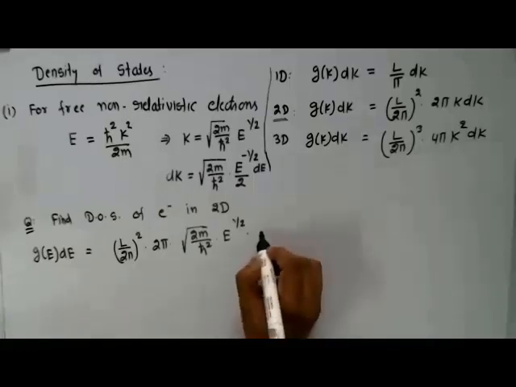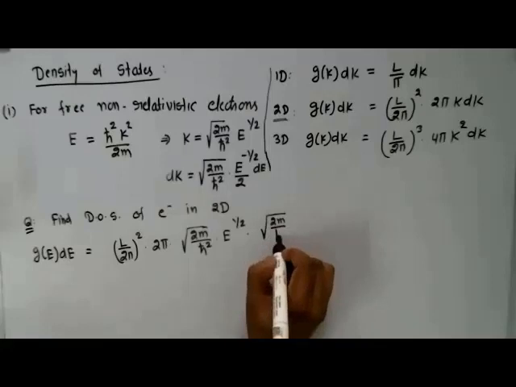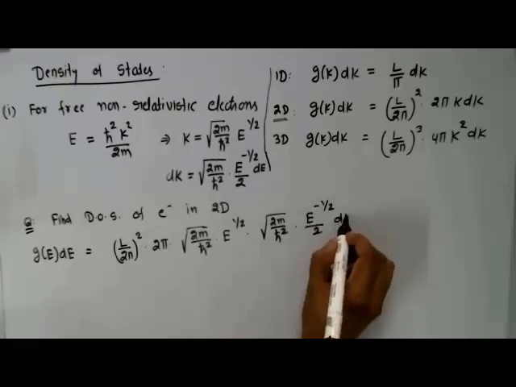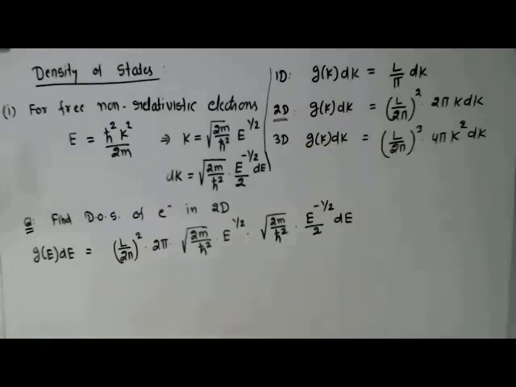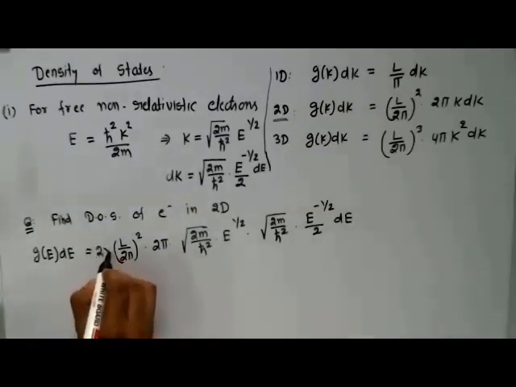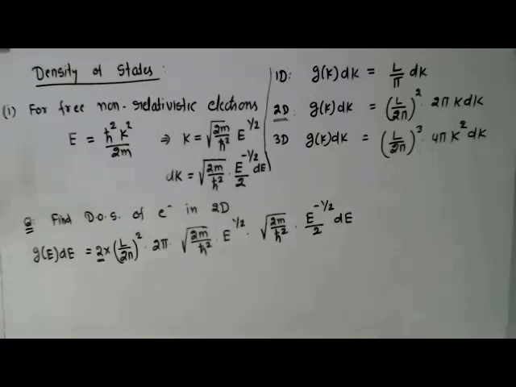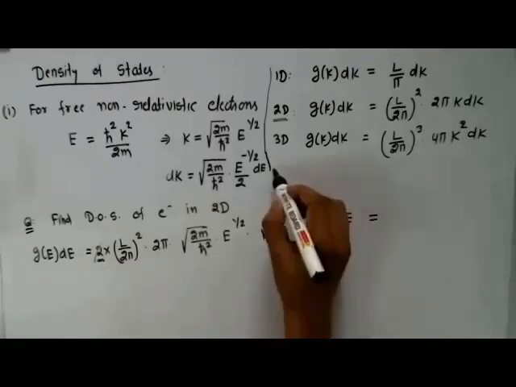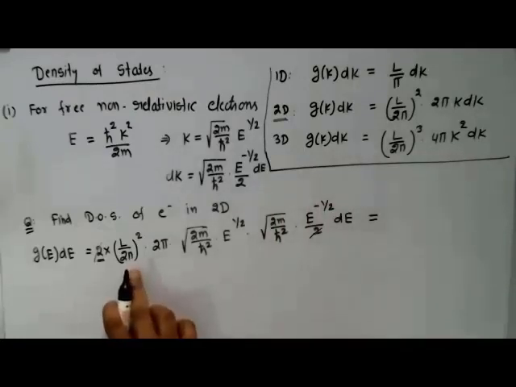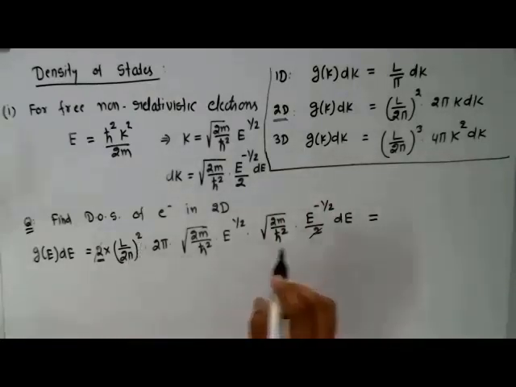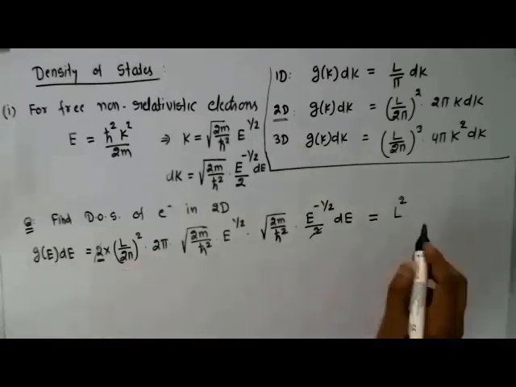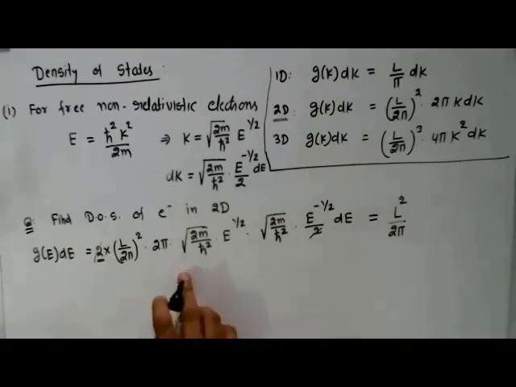And then you do dk also. So dk is (2m upon h cut square) E power minus half upon 2 into dE. And we also have to multiply with the 2 factor here, am I right? So this 2 factor is because of the spin degeneracy in the case of electron. So these 2 and these 2 you can cancel out, and now you may try to open this equation, so this becomes L squared, and here you have 2 pi whole square and 2 pi, so this simply becomes 2 pi.